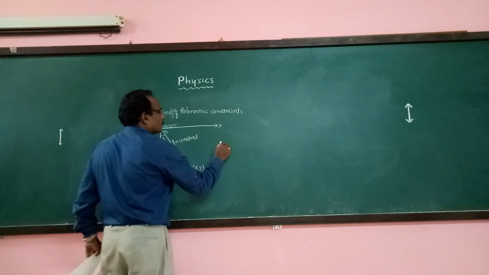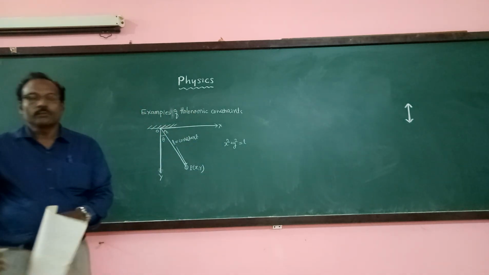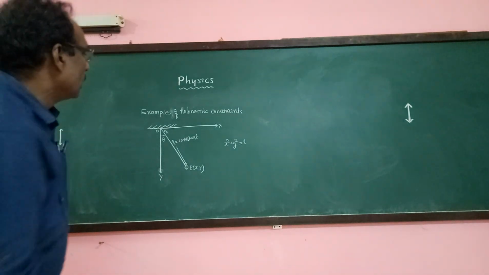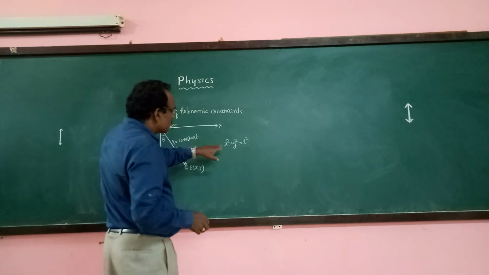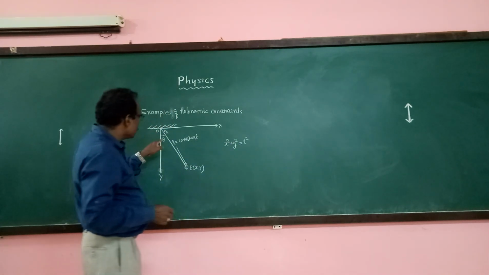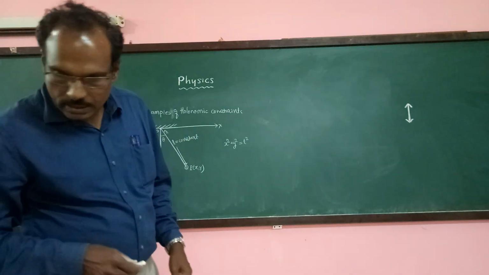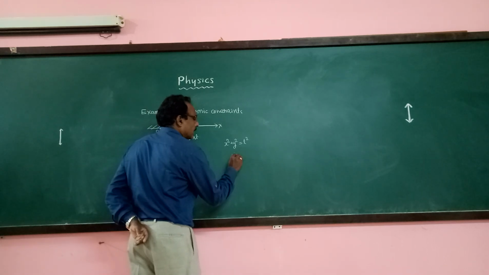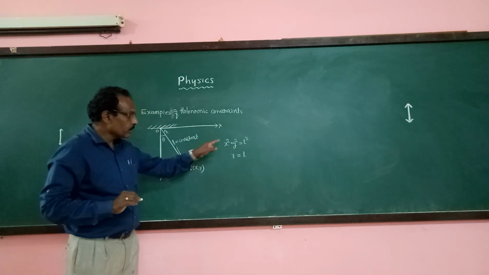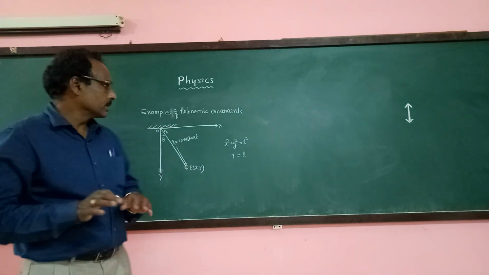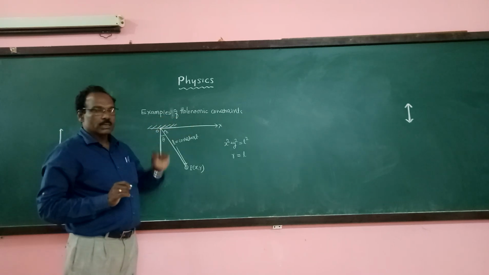I can write x square plus y square is equal to L square, not L. Then, instead of using these two coordinates x and y, I can use polar coordinates. x square plus y square we can write as the position coordinate r, that is r square is equal to L square, or r is equal to L. This is an equation. We have discussed this example earlier also. I am repeating this example, and I am calling this a holonomic constraint.